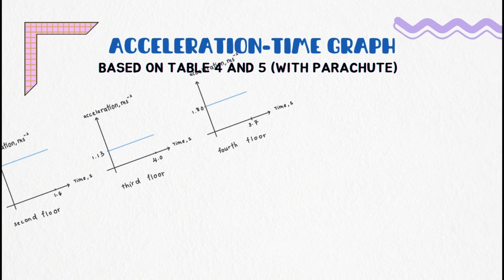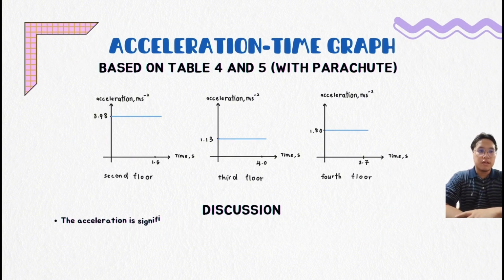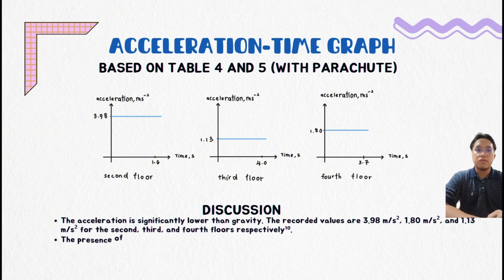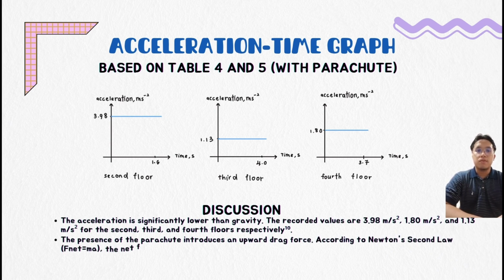But with the parachute, the physics changed completely. We recorded accelerations of 3.98, 1.8, and as low as 1.13 meters per second squared from the highest floor.